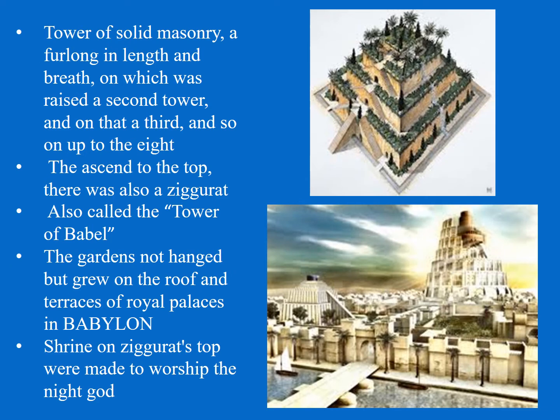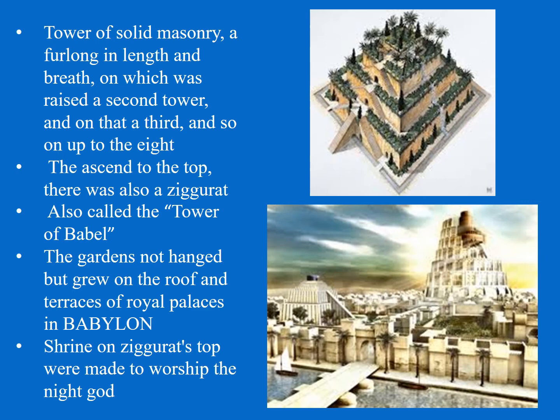There was a tower of solid masonry, a furlong in length and breadth, on which was raised a second tower, and on that a third, and so on up to the eighth. The gardens did not hang but grew on the roofs and terraces of the royal palaces.